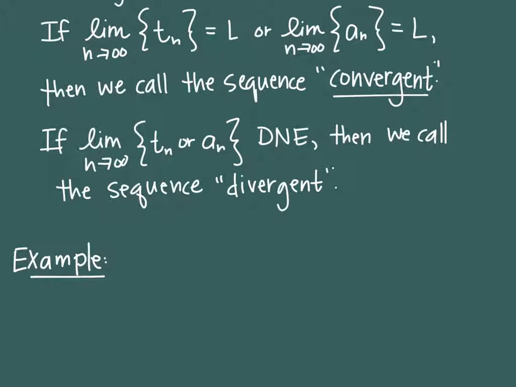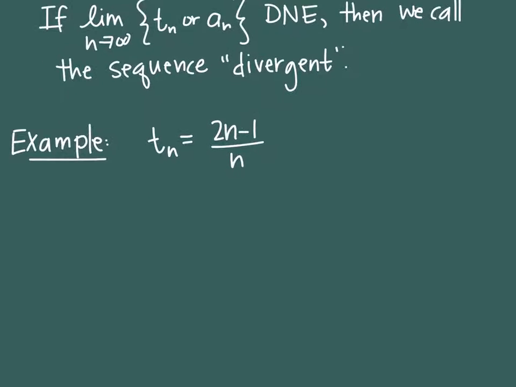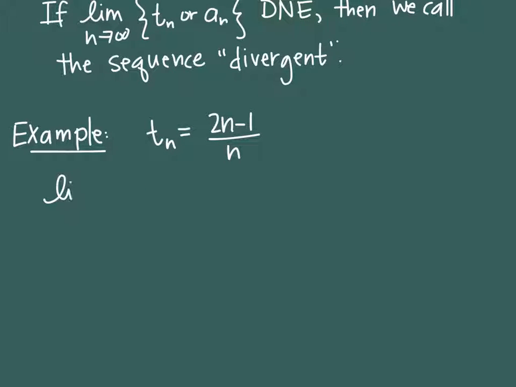All right, let's take a look at the explicit sequence 2n minus 1 over n, and prove, don't just tell me, but prove whether it converges or diverges. So your proof would be to find the limit as n approaches infinity of 2n minus 1 over n.